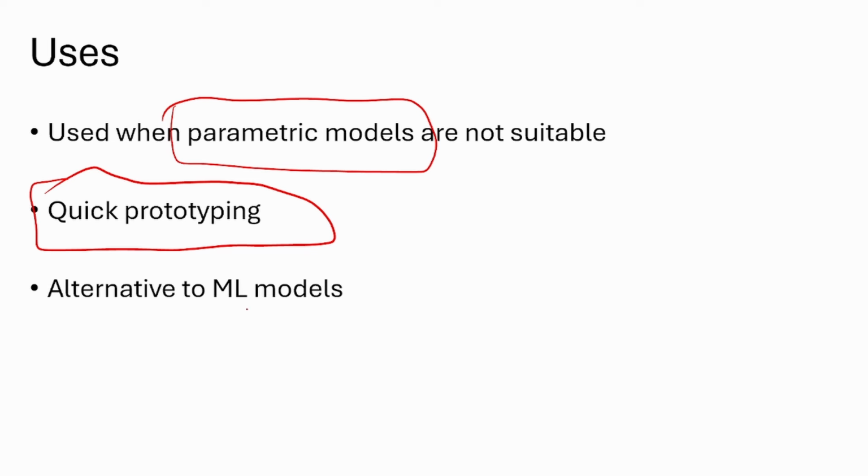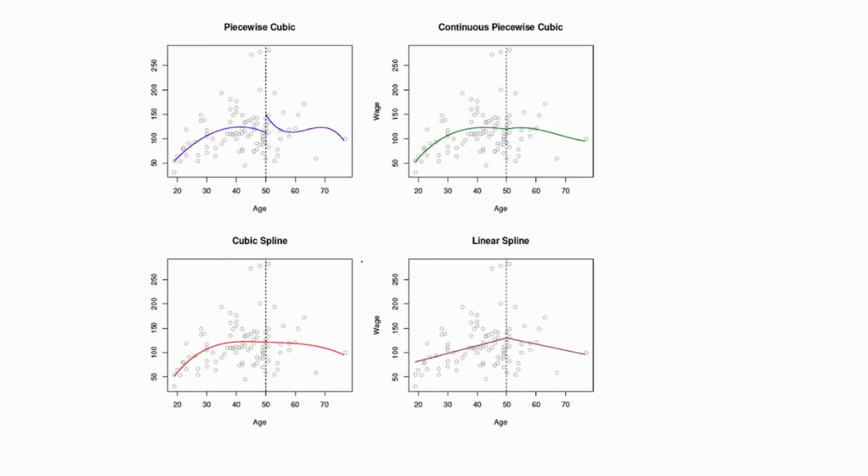It's an alternative to ML models. ML models are also similar, right? They are really good at capturing the non-linearity in your data set, and that is something ML models are also good at. Spline is another option that you can try beside the other ML models that you know. These are some examples. Okay, here you see non-linear data, and you see a piecewise cubic.